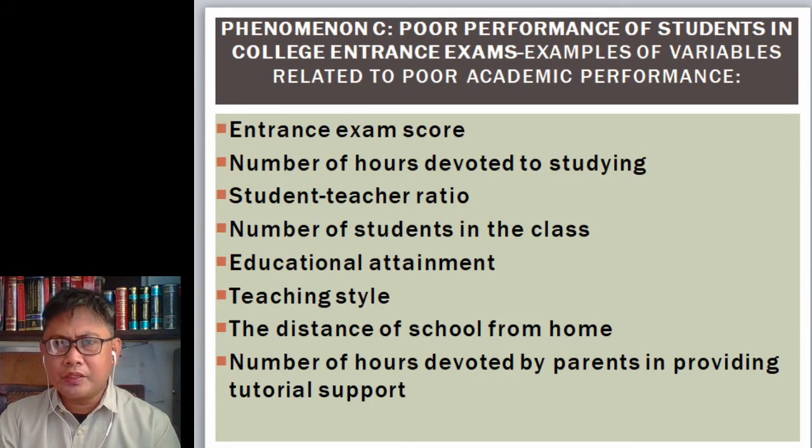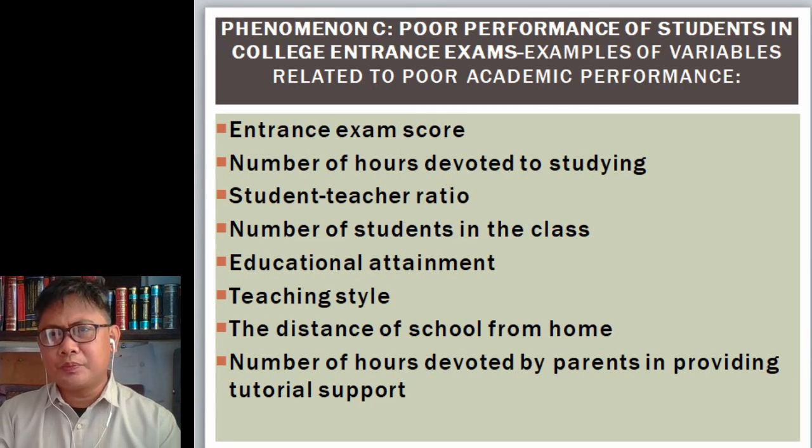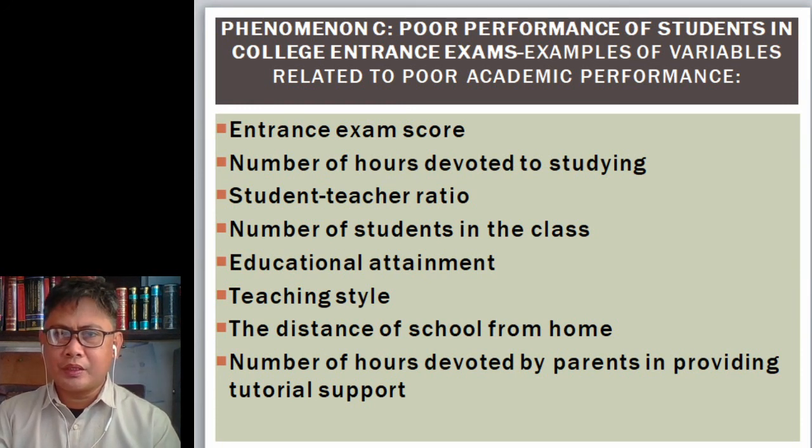In phenomenon C, the study is the poor performance of students in the college entrance examination. Examples of variables related to poor academic performance are the entrance exam score, the number of hours devoted to studying, student-teacher ratio, number of students in the class, educational attainment, teaching style, the distance of school from home, and the number of hours devoted by parents to providing tutorial support. You can find many different independent variables, depending on how you will approach your study.